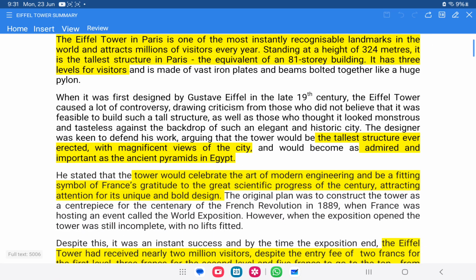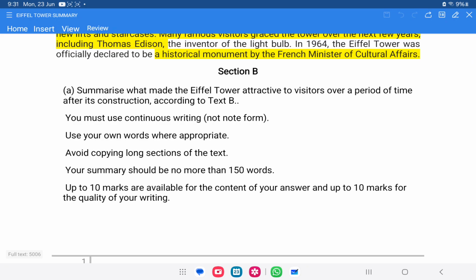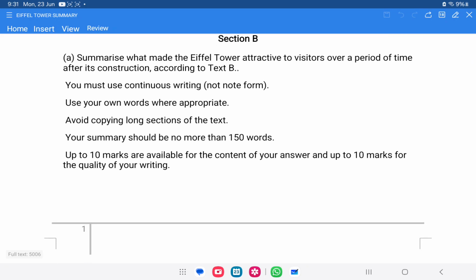Now the question. Let's read the question first. The question is: summarize what made the Eiffel Tower attractive to visitors over a period of time after its construction, according to text B. Summarize what made the Eiffel Tower attractive. So this is about the positive or good points of the Eiffel Tower.